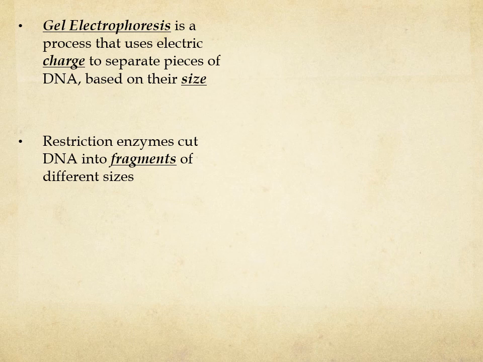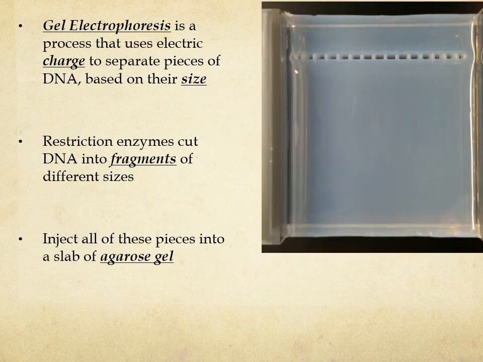Then we take those fragments and inject them into a block of a gel that's called agarose. So this is kind of like a very dense piece of jello that's just shaped like a thin rectangle. So you can see there it's a rectangular shape. That's looking at it from above, but it would be only about a centimeter or so thick. It's not that big. It's like very smooth jello, but again, very dense, really hard packed in.